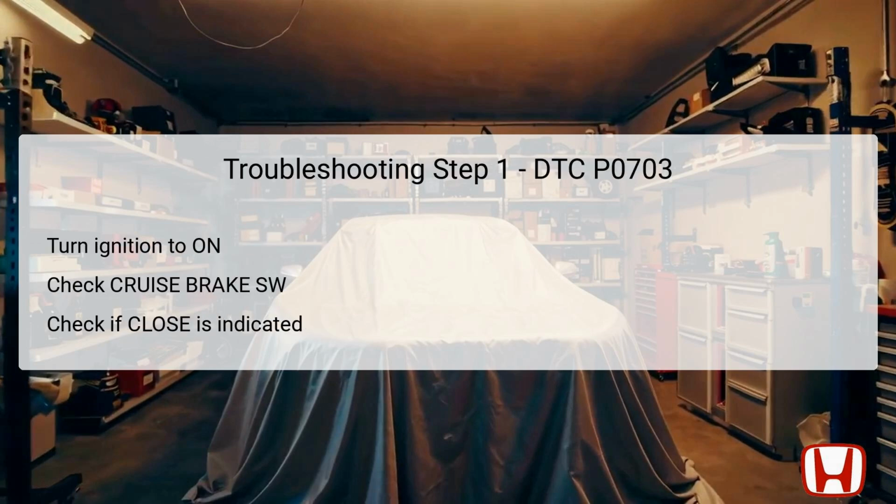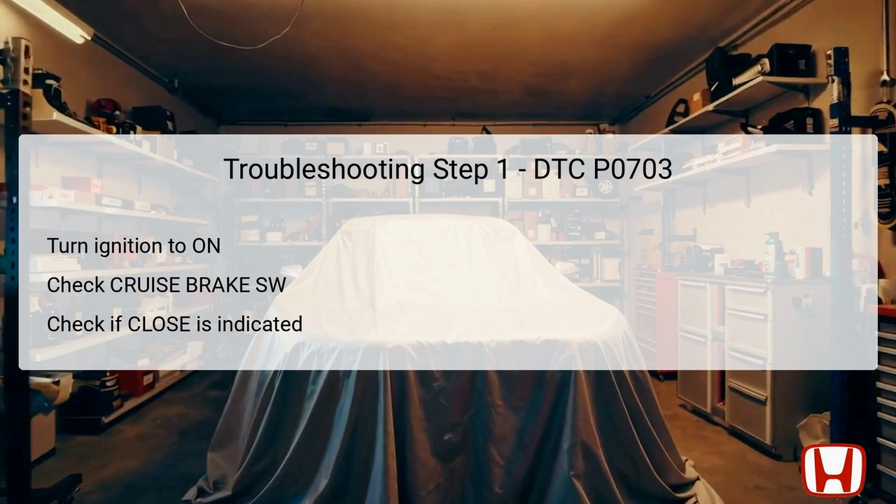The first troubleshooting step for addressing DTC P0703 involves checking the brake pedal position switch signal with the Honda Diagnostic System, HDS. Begin by turning the ignition switch to the on position or pressing the engine start-stop button to achieve the on mode. It is crucial to perform this check without depressing the brake pedal. Once in the diagnostic mode, examine the cruise brake SW, idle stop SW reading on the HDS.